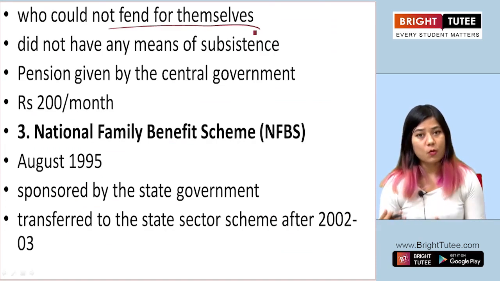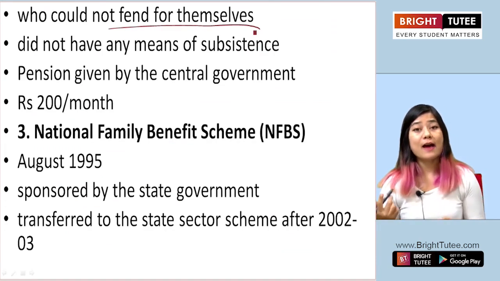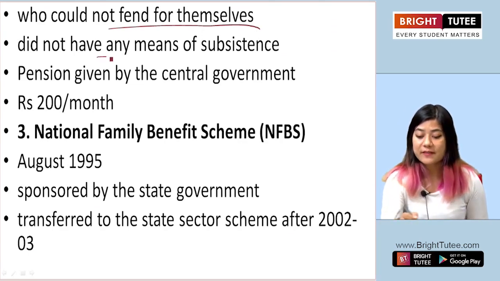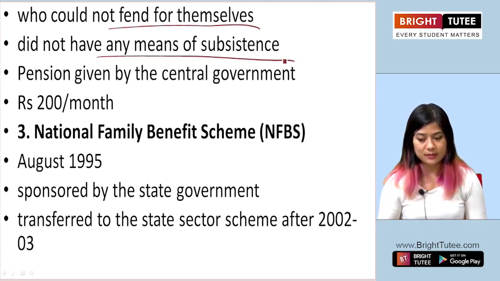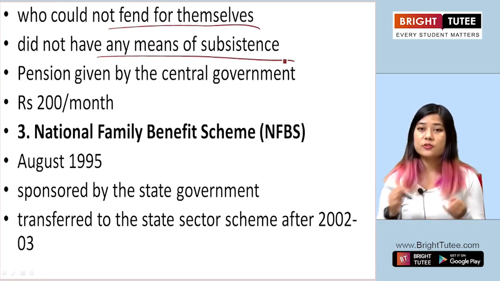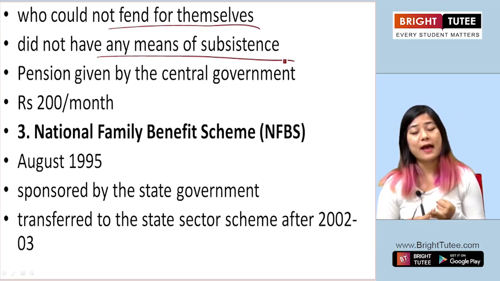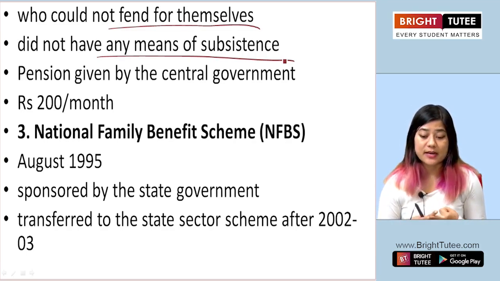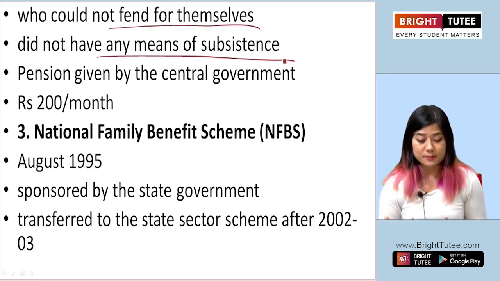All right. So there are some old people above 60 who cannot look after themselves. They're very old. They cannot now go and have a job, can they? They do not have any means of subsistence. They cannot go to work, so they don't have income. If they don't have income, they cannot buy food. They cannot take care of themselves, right?